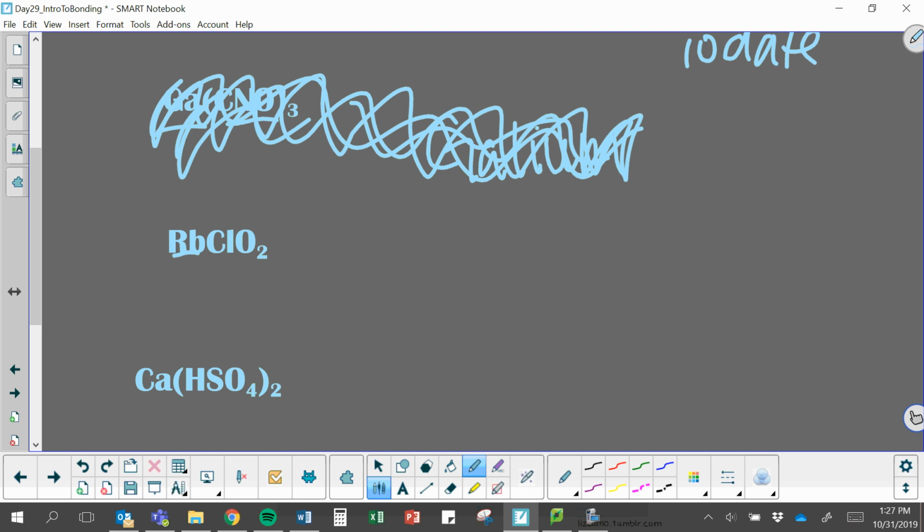RB is what? Rubidium. Hey, that's not in parentheses. What does that mean? Because it's not in parentheses, this is still a polyatomic ion. We just have one of them instead of 2 or 3.